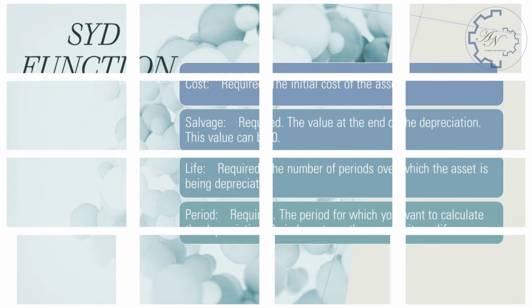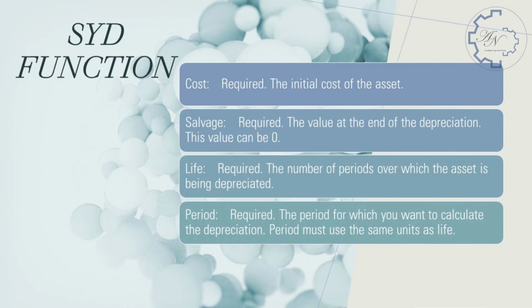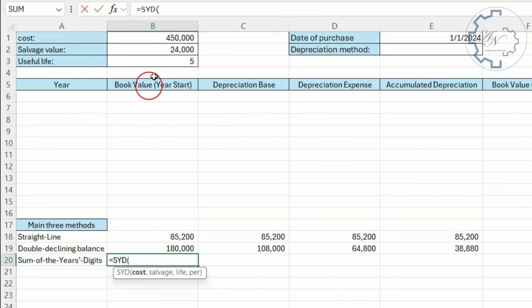Here I will use the SYD function, which has 4 arguments similar to the previous ones: cost, salvage, life, and period. Let's fill them as the previous. The cost is in the B1 cell. The salvage is in the B2 cell, and the life is in the B3 cell.